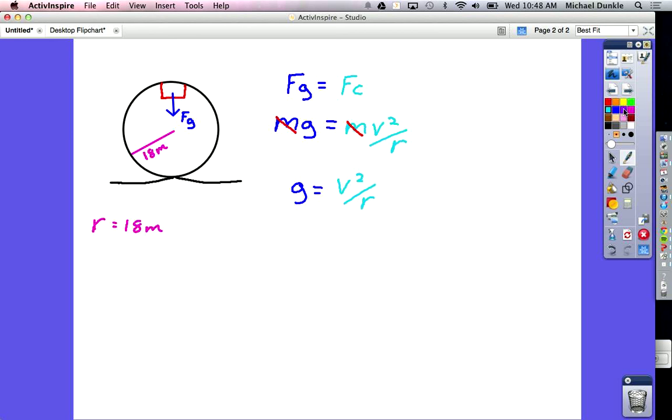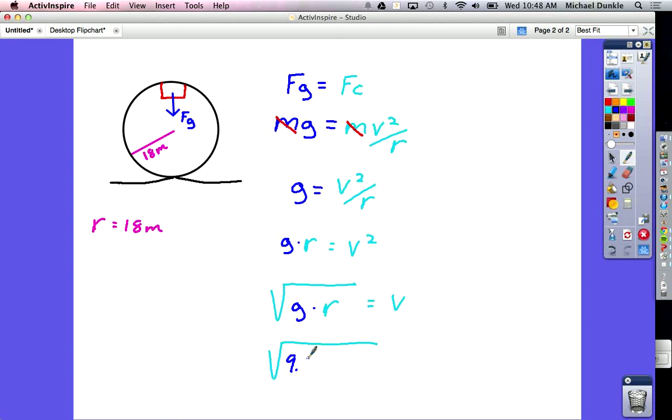Finishing up, we're going to solve for the velocity, and we get g multiplied by r equals the velocity squared. So we take the square root, and we get the square root of g times r equals our velocity. Now we just have to plug in our numbers, and we are done.